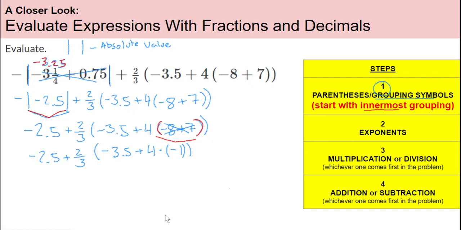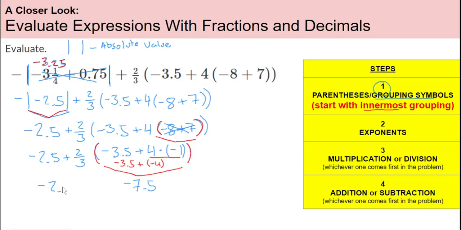What are we going to do next? We're still in the parentheses. What we're going to do first, though, be careful. We have this parentheses, negative 3.5 plus 4 times negative 1. I want to do this first. So this is like saying negative 3.5 plus negative 4, because a positive 4 times negative 1 is negative 4. So we're going to evaluate this next. We have negative 3.5 plus negative 4. That will give us negative 7.5. And we don't have parentheses anymore.